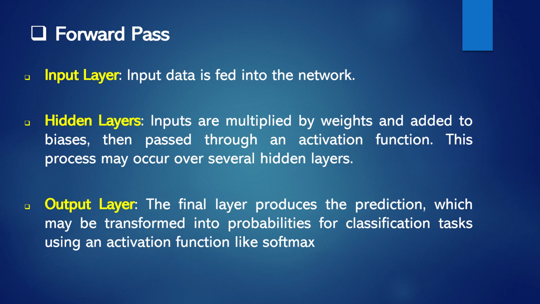Next one is the output layer. The final layer produces the prediction, which may be transformed into a probability for a classification task using an activation function like softmax. The output is passed to the next layer where an activation function such as softmax converts the weighted outputs into the probability for a classification.